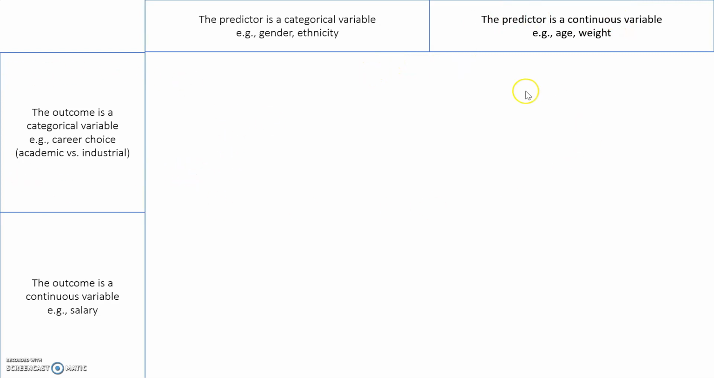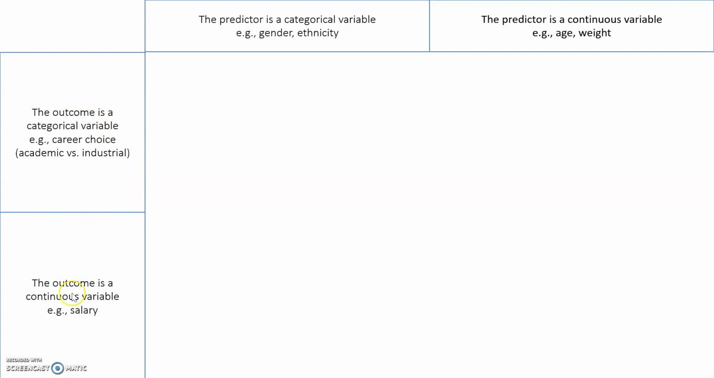At the same time, we also have these two rows. The first row represents what kind of outcome variable we have. The first one is a categorical outcome variable, such as your career choice, such as you want to go to academia by getting a more advanced degree, or you want to go to a company and enter into the industry field. So it's a categorical variable.